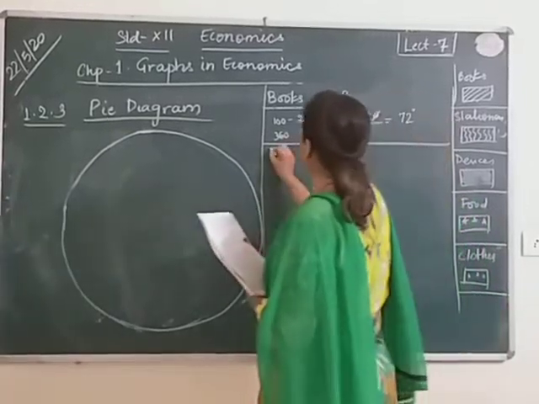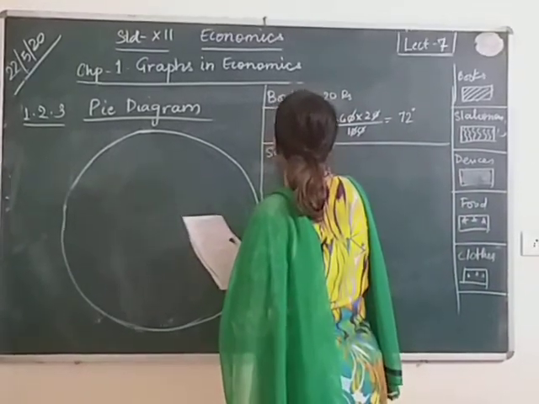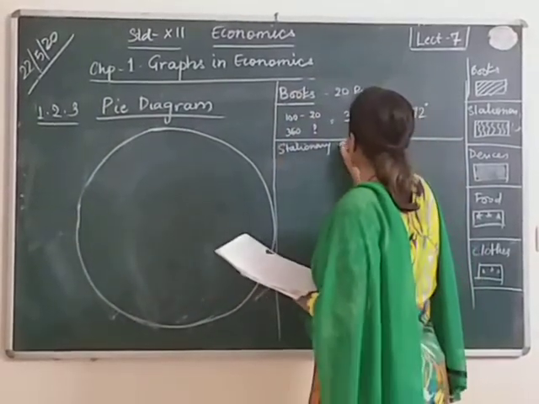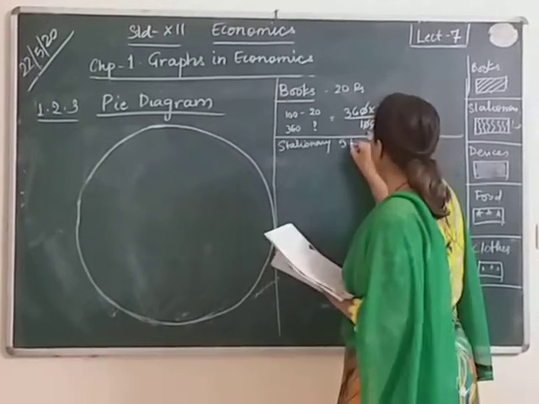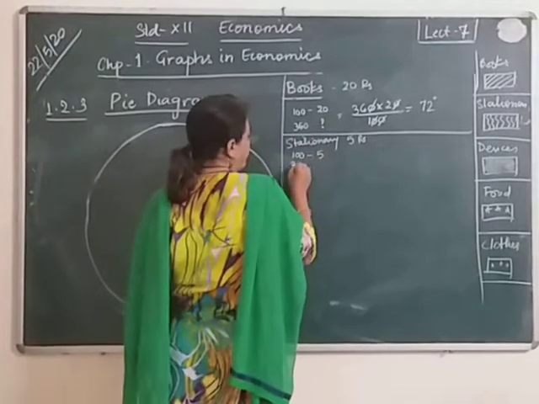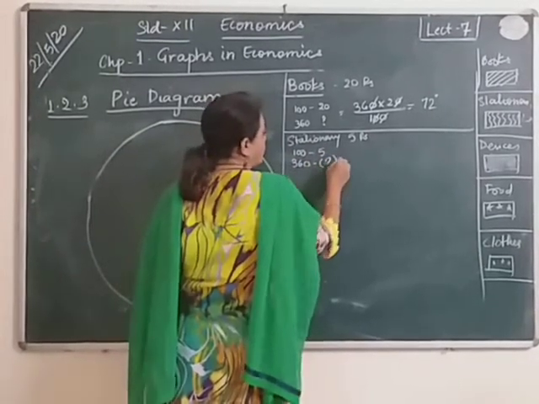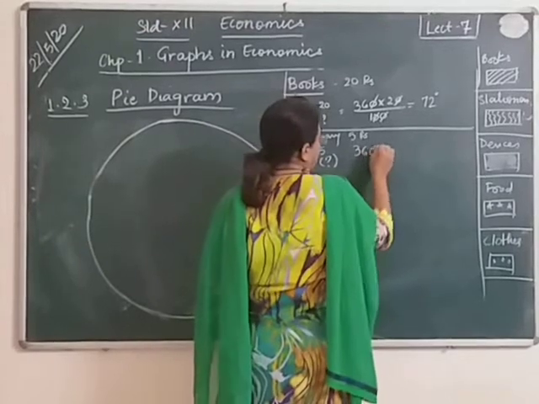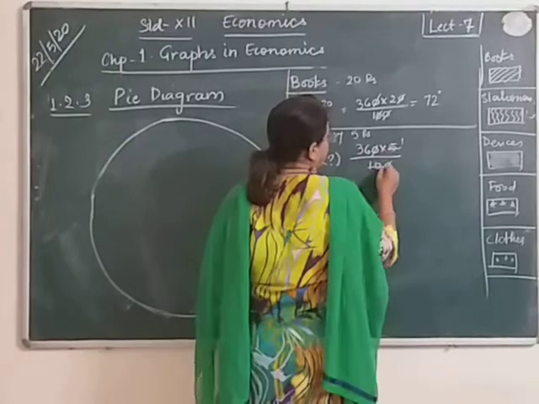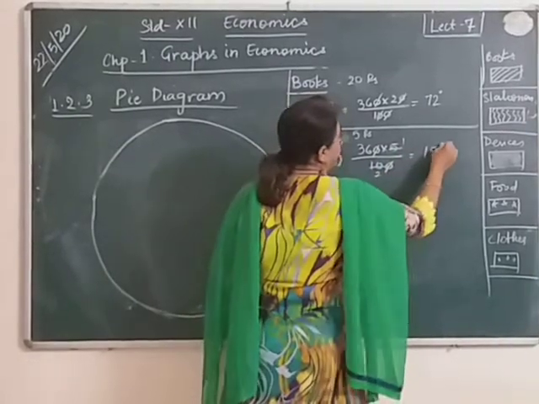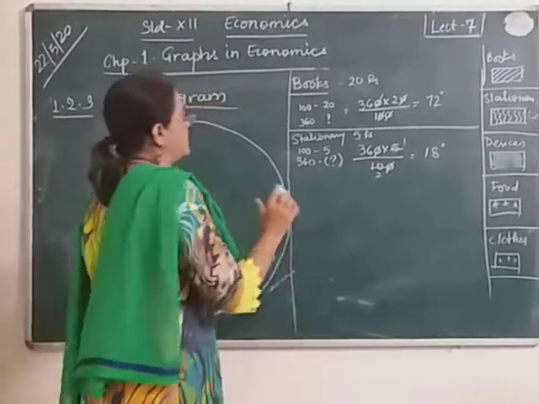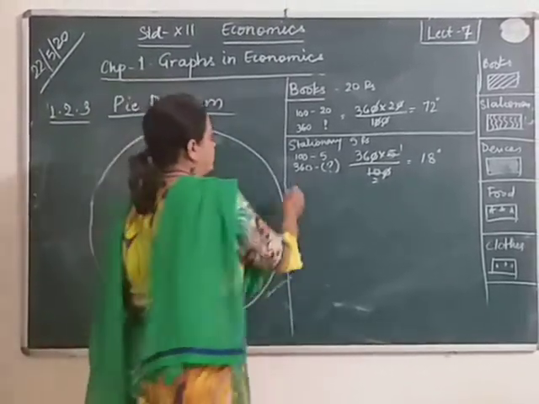The second calculation is stationery. How much money does he spend on stationery? 5 rupees. So 5 rupees out of 100. If it is 360, what would it be? So 360 multiplied by 5 upon 100 gives 18 degrees. So 18 degrees is the area assigned for stationery.